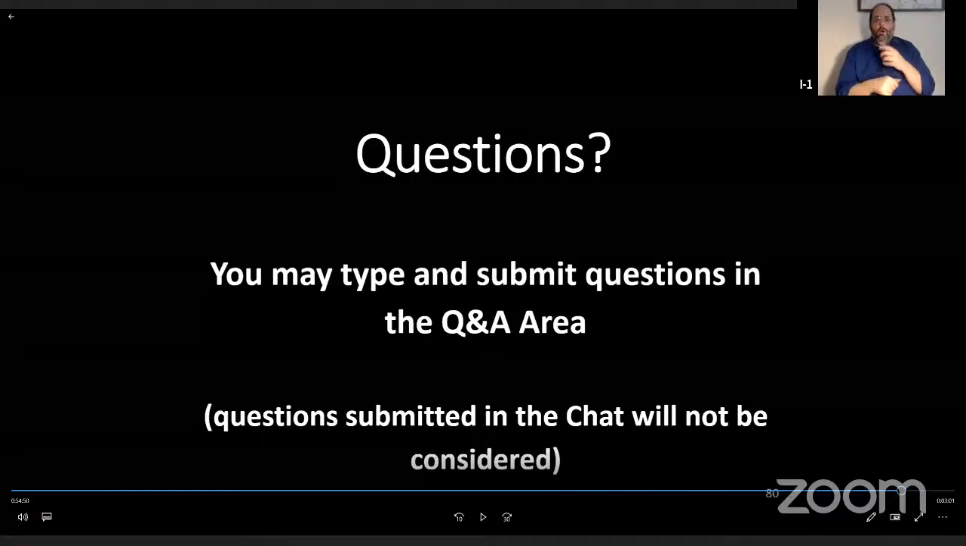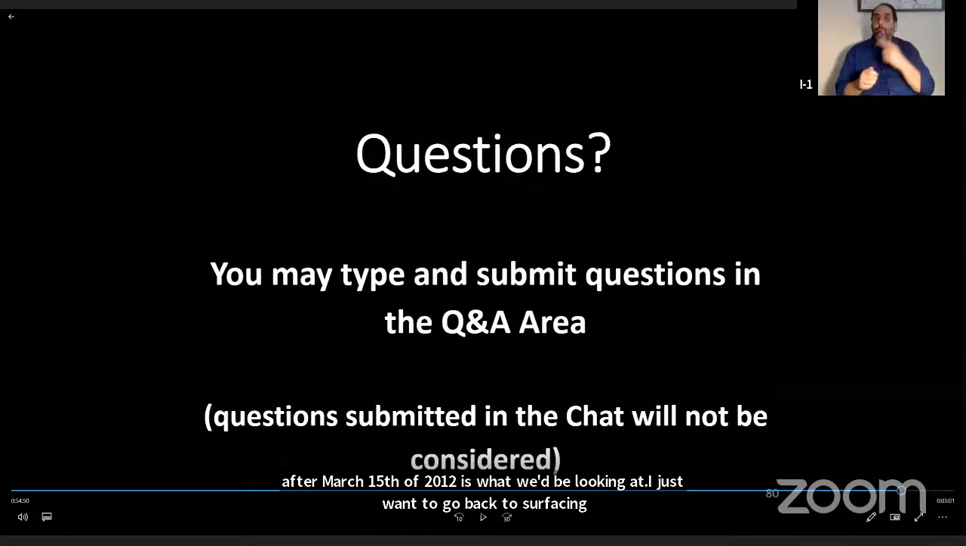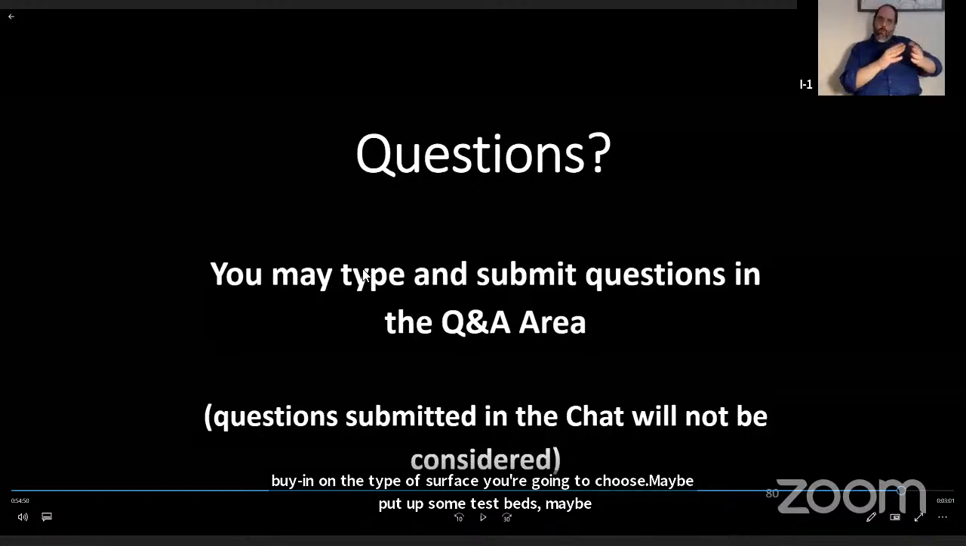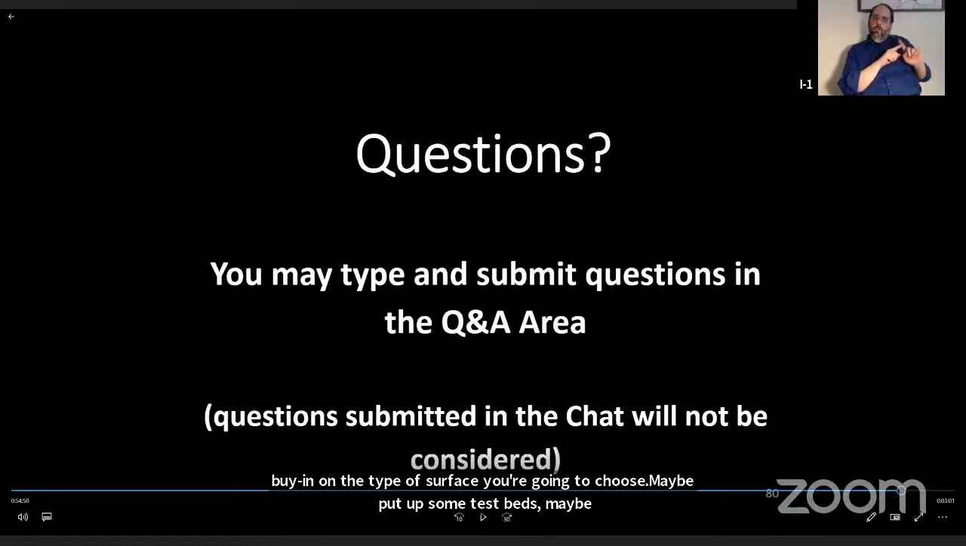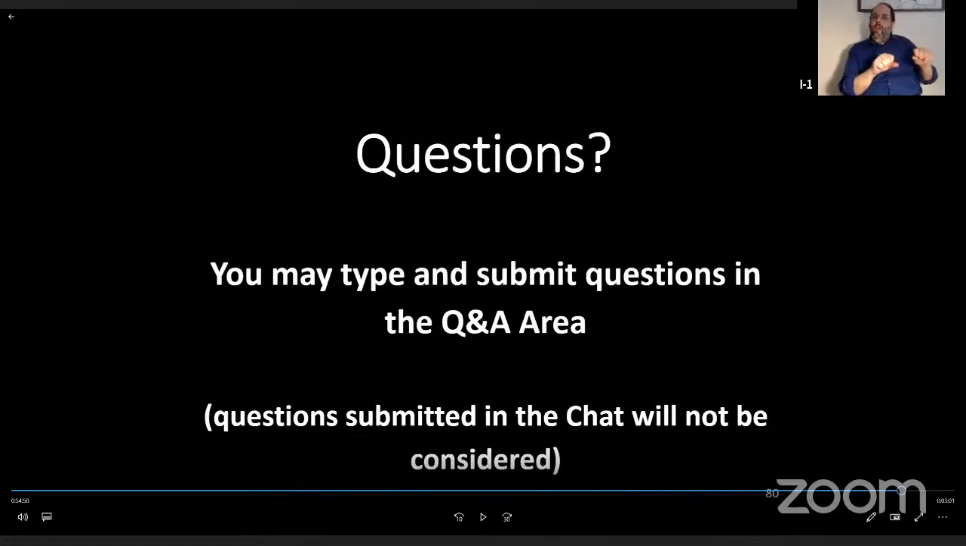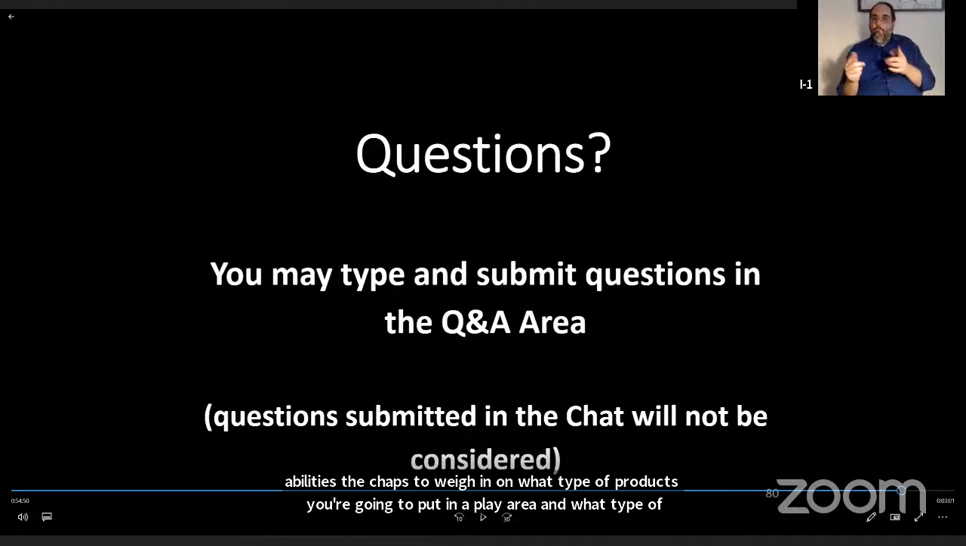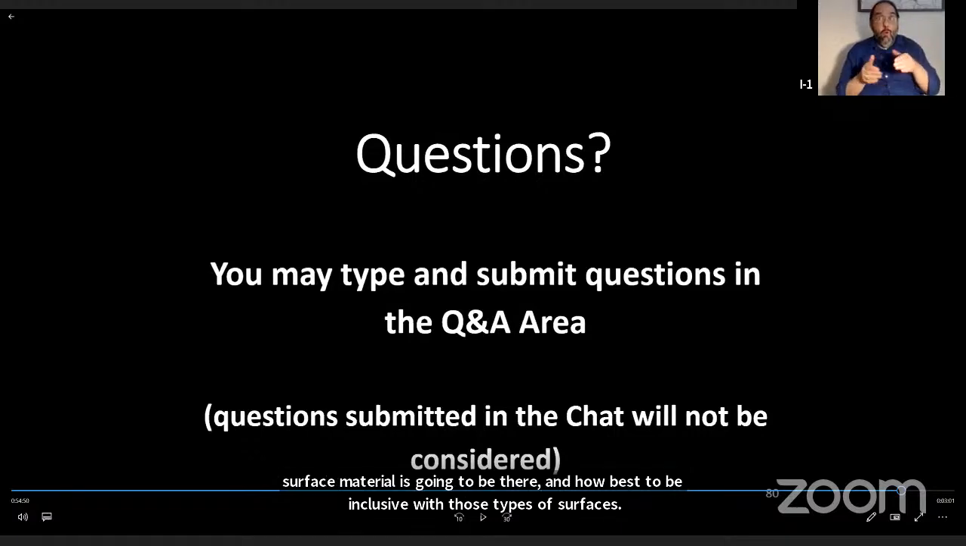I want to just go back to surfacing real quick again and say that I think one of the most important things you can do is probably get community buy-in on the type of surface you're going to choose. Maybe put up some test beds, maybe give the community a chance to say what's going to work best for them, and give different persons of all abilities a chance to weigh in on what type of products you're going to put in the play area and what type of surface material is going to be there and how best to be inclusive with those types of surface. Don't forget about that route to the play area though, okay?